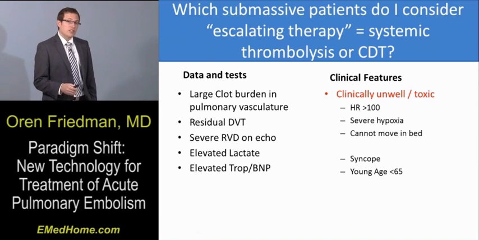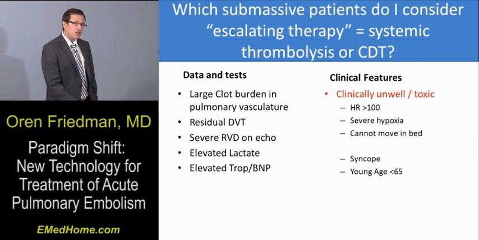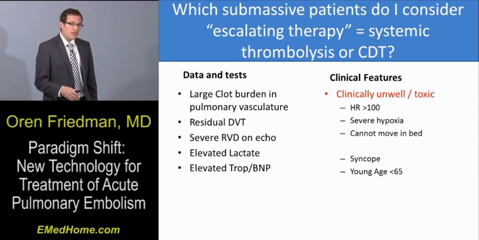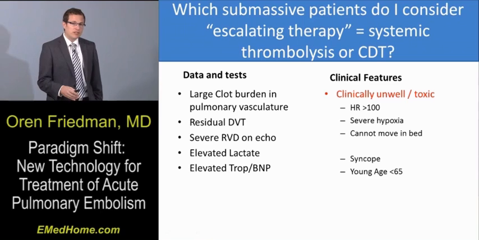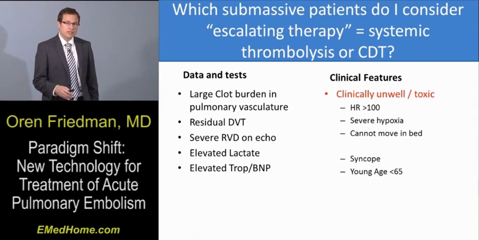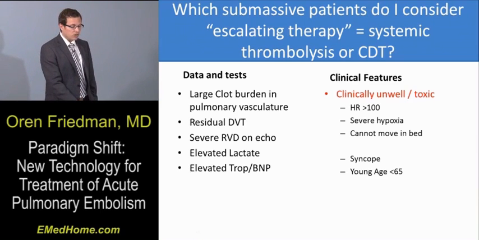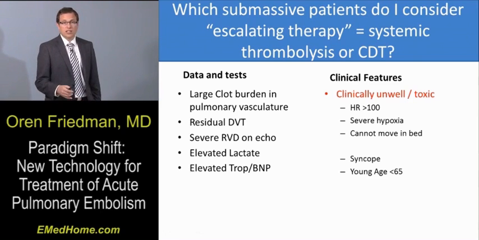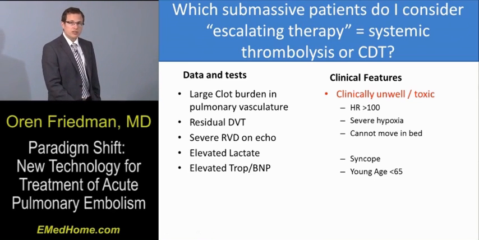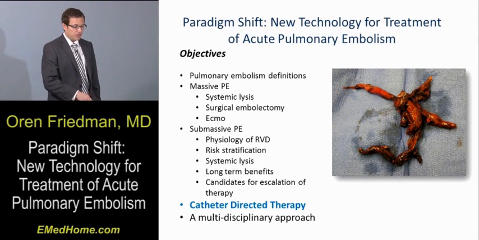I look at patients who are younger, and then I look at their data and their tests. If I see a very large clot burden in their pulmonary vasculature and I see a residual DVT, that's the kind of patient I worry about. I also look at their echo and decide whether it's a little bit of right ventricular dysfunction or a lot of right ventricular dysfunction. I'm also concerned about the patients who have elevated lactate, troponin, and BNP as well.